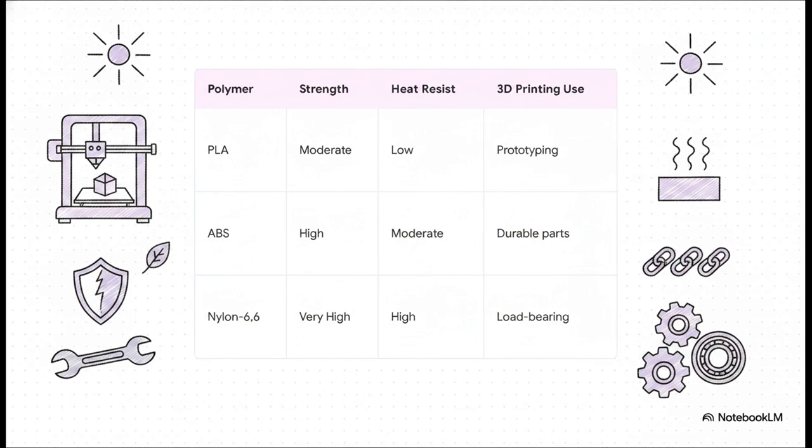If you're just doing some easy, eco-friendly prototyping, PLA is your best friend. Moderate strength, low heat resistance. Need something tougher? ABS gives you that high impact resistance for durable, functional parts. But if you're building serious, load-bearing industrial parts like gears or bearings, you reach for nylon 6,6. It boasts very high strength and high heat resistance, all thanks to those incredibly strong intermolecular forces we talked about earlier.